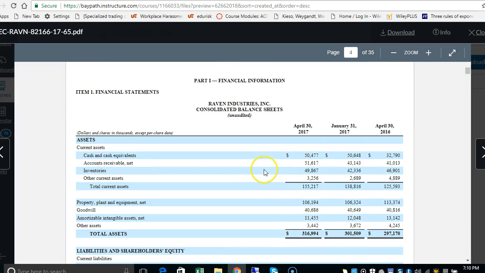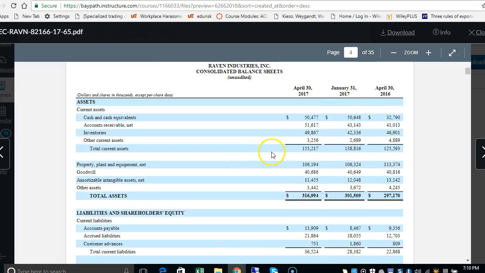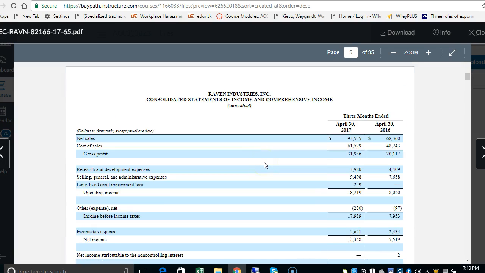So starting with Part 1 in a 10Q, every company will have a comparison consolidated balance sheet, comparing the quarter for April 30th, comparing it to January 31st and April 30th of last year. There is flexibility on what a company will present, but we have our balance sheet or statement of financial position. Then we are followed with a statement of income and comprehensive income. So basically our income statement compared to the 12 months last year.